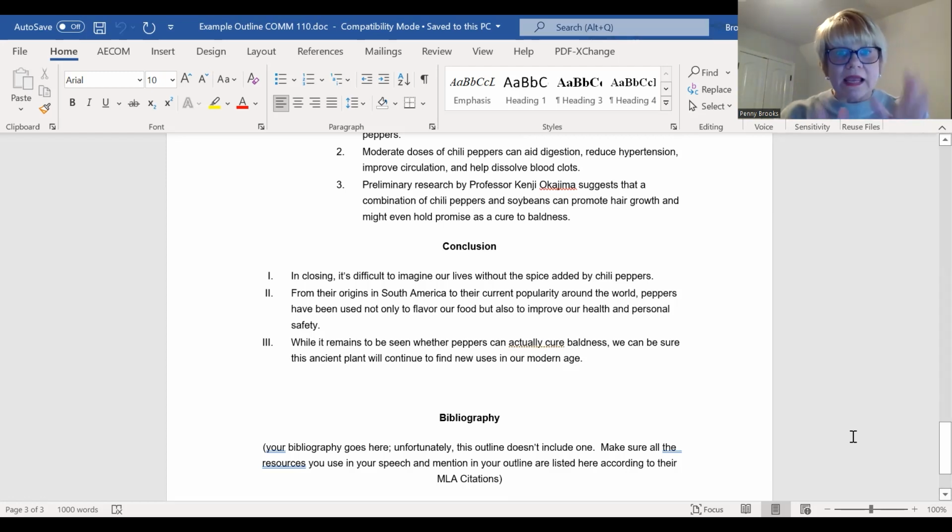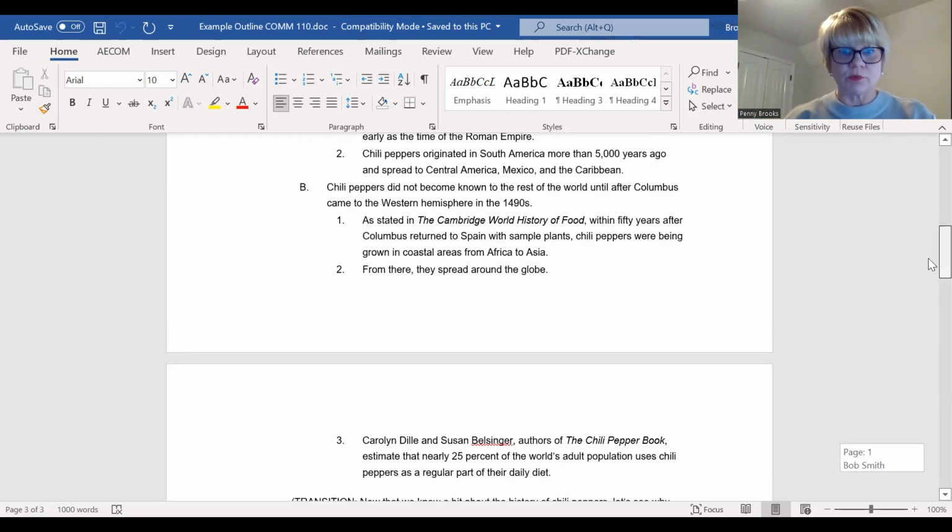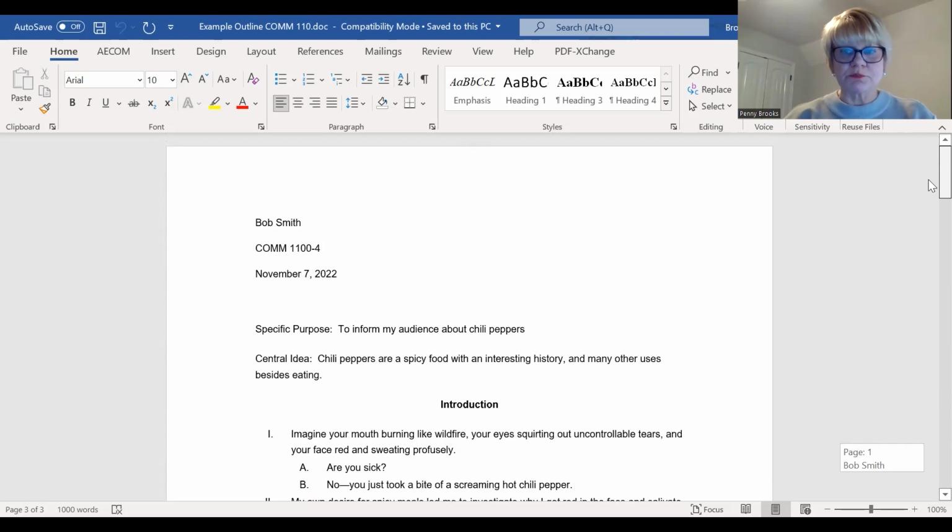So I have posted this exact sample outline on the class content for this week. So if you want to come back and take a look at it, that works perfectly well. If you've never done alphanumeric outlining before, let me know and I'll set you up with some resources. Might need to set you up with some YouTube videos so you can see how they work.